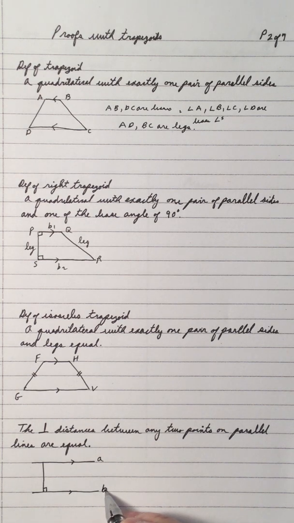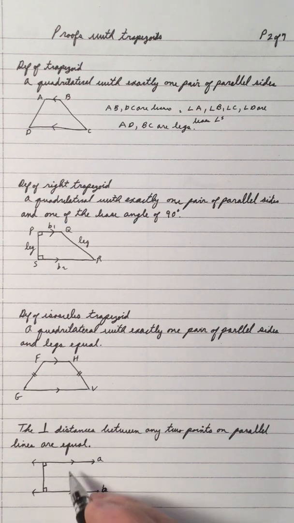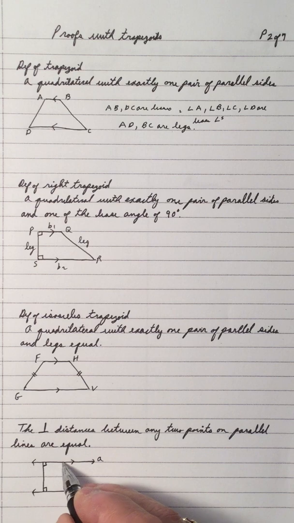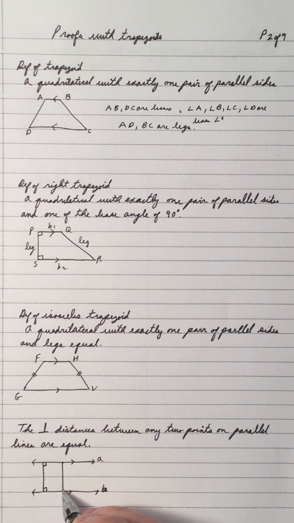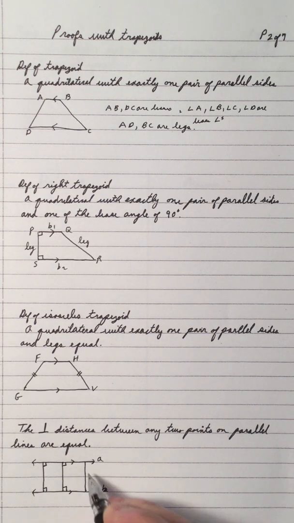Oops, make it A and B, not A and A. Let's make this line A and this line B. So if this segment is perpendicular to B, it must be perpendicular to A. Hence, if we draw another segment perpendicular to B, then that segment must be perpendicular to A. And if I draw another one perpendicular to A, it must be perpendicular to B.